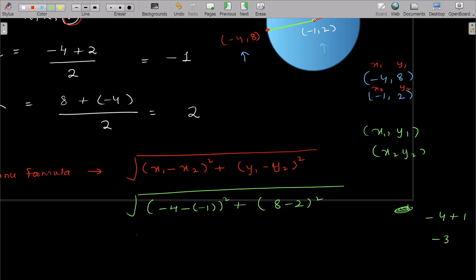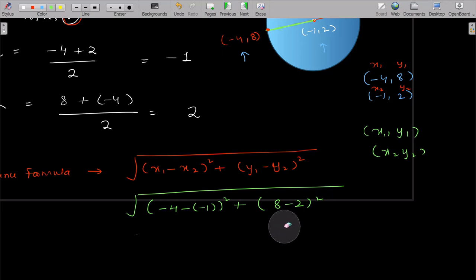Minus 2, 6, 36. 3. Because the square root and the exponents cancel out, right? So it would just be negative 3 plus 6, and that's 3.